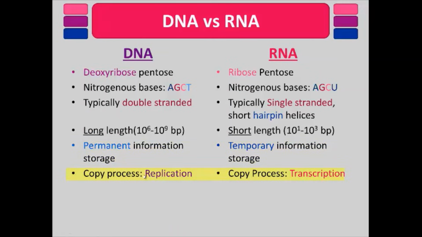DNA is made through a copying process called replication, in which a DNA template is split into two strands, and both strands are copied. RNA is made through the copying process of transcription. The DNA molecule is split and used as a template, but only one of the strands is copied to make the new RNA molecule. This concludes our comparison of DNA and RNA.